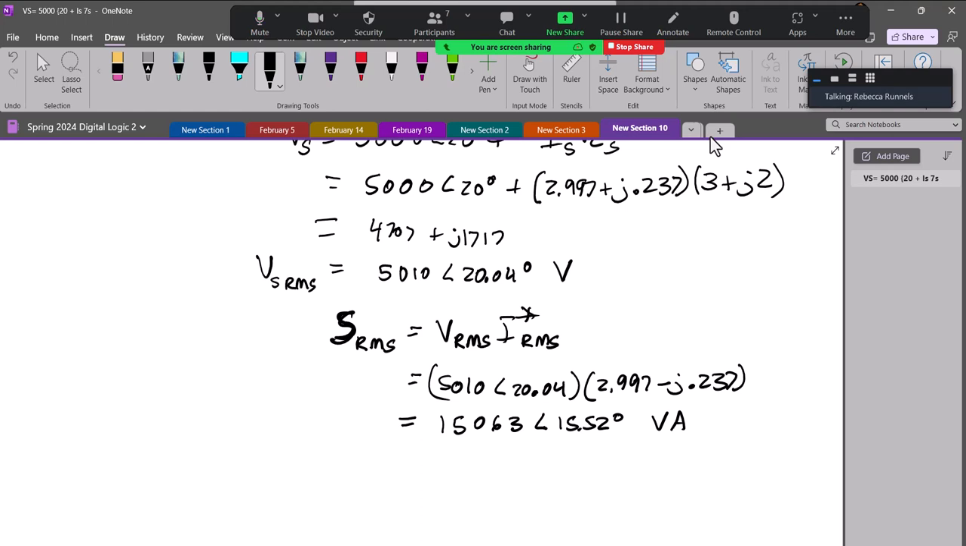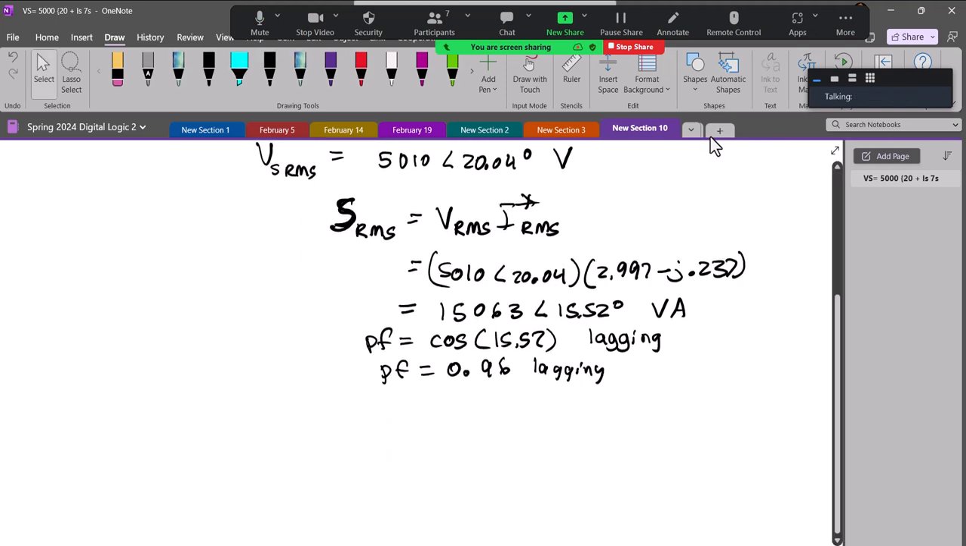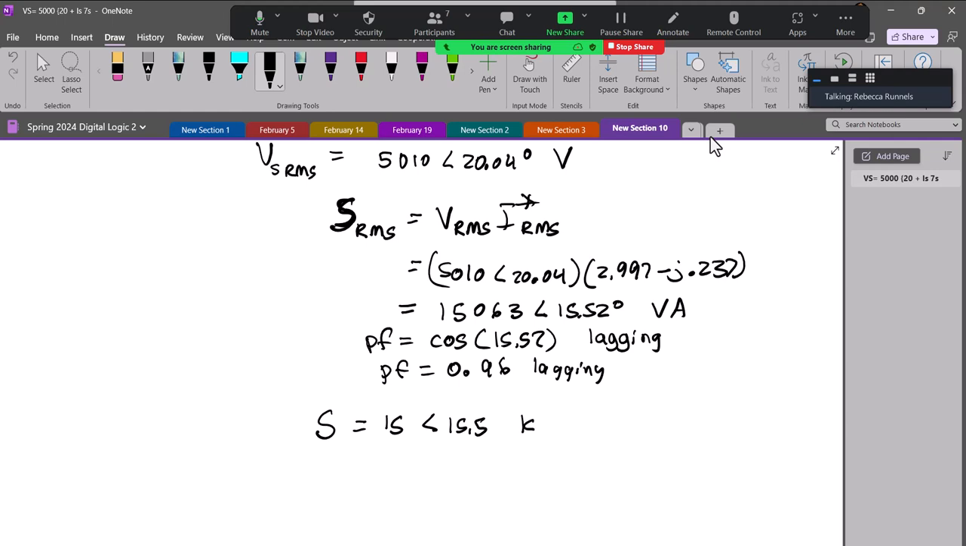We know that the power factor will be the cosine of 15.52. That's a positive angle. So that's lagging, and so our power factor is, if you find that cosine, 0.96 lagging. And so our overall answer is that our complex power is 15 angle 15.5 kilo VA at a power factor of 0.96 lagging.